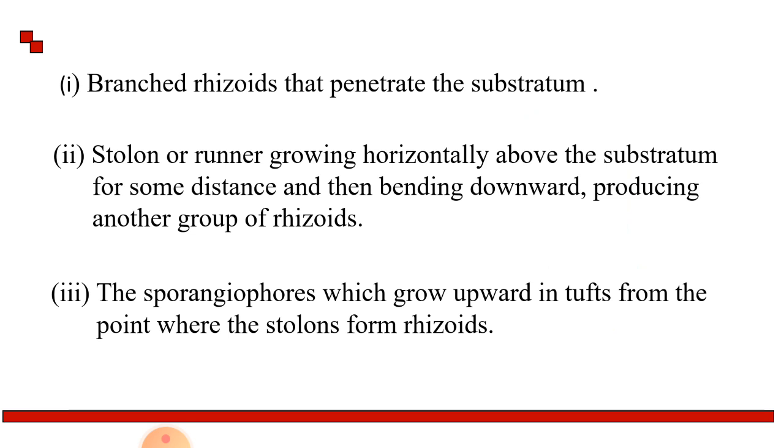First is branched rhizoids that penetrate the substratum. Second is stolon or runner, which grows horizontally above the substratum for some distance and then bends downward, producing another group of rhizoids. Third is the sporangiophores, which grow upward in tufts from the point where the stolons form rhizoids.